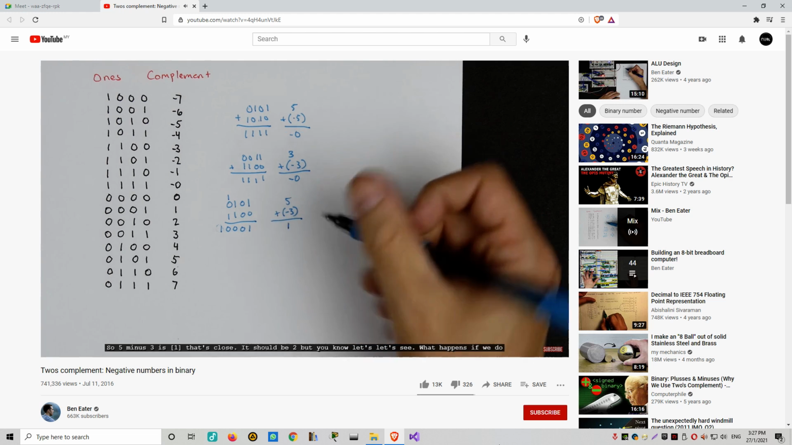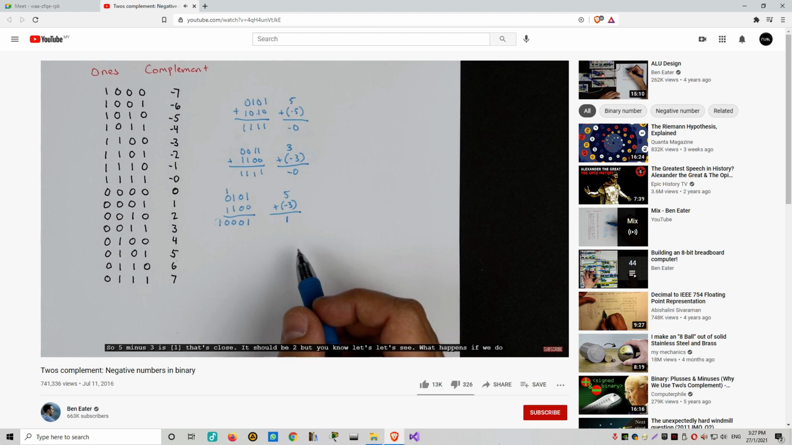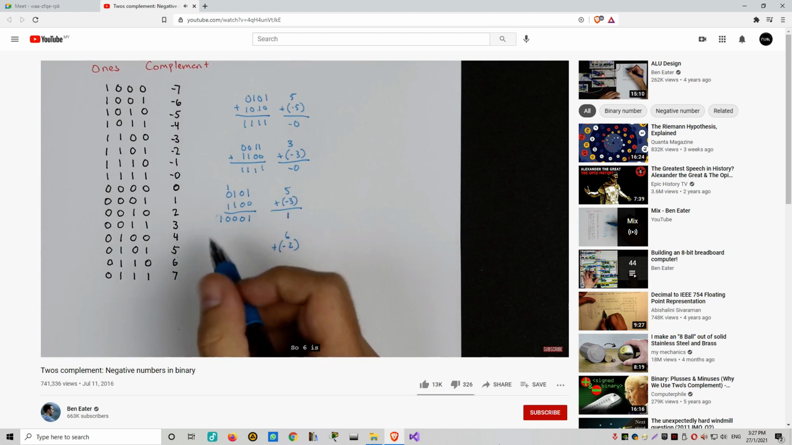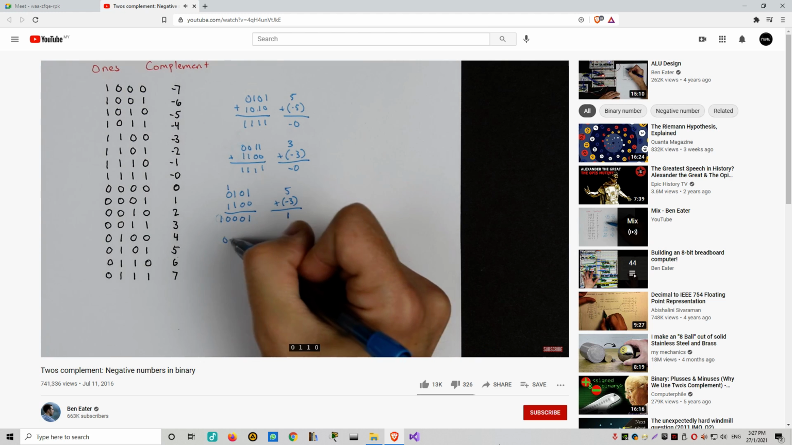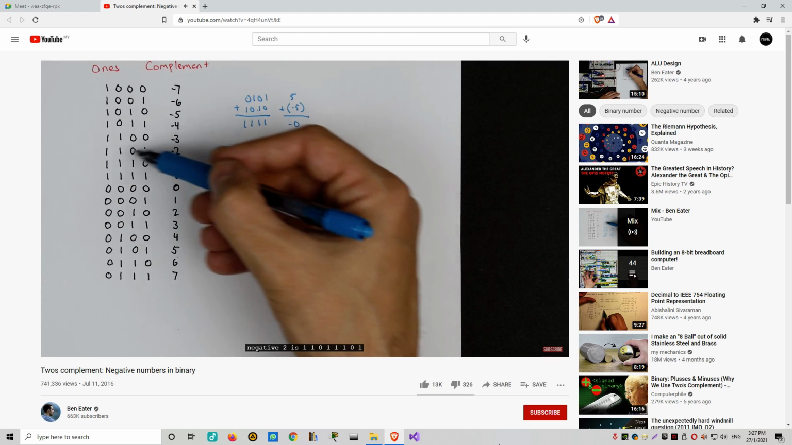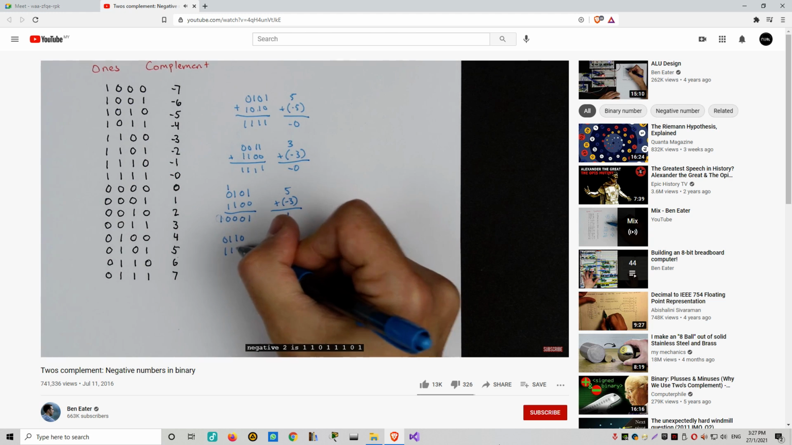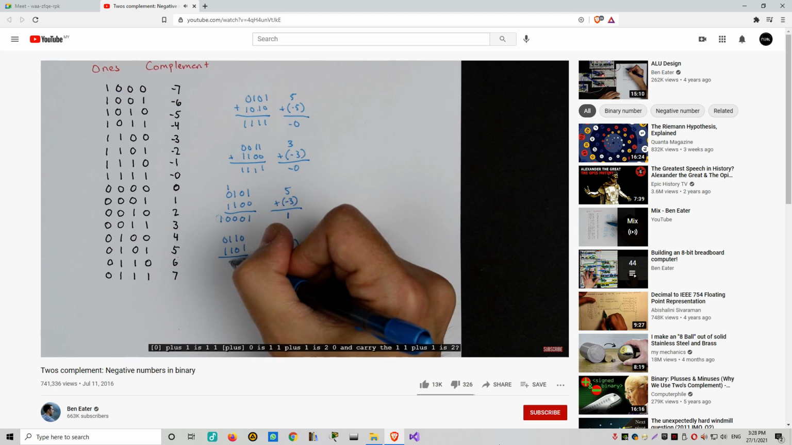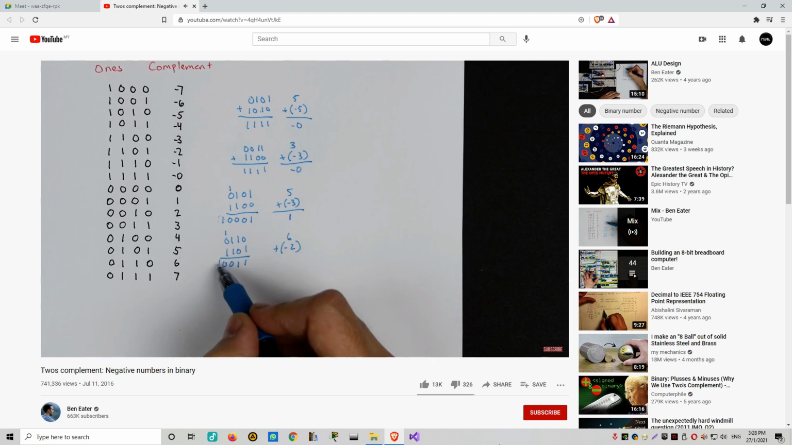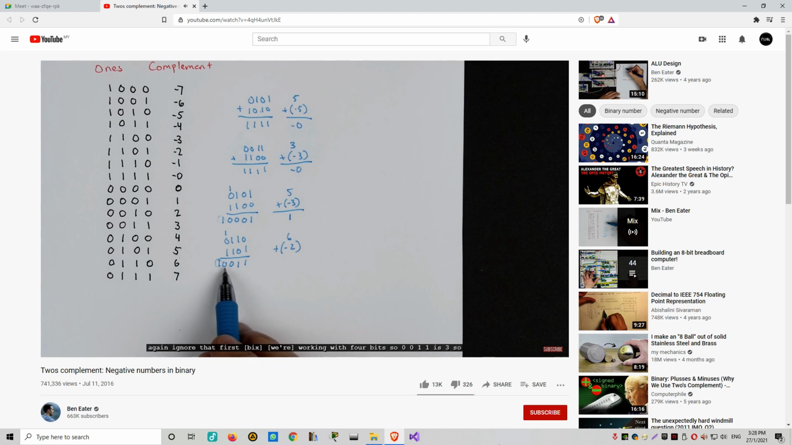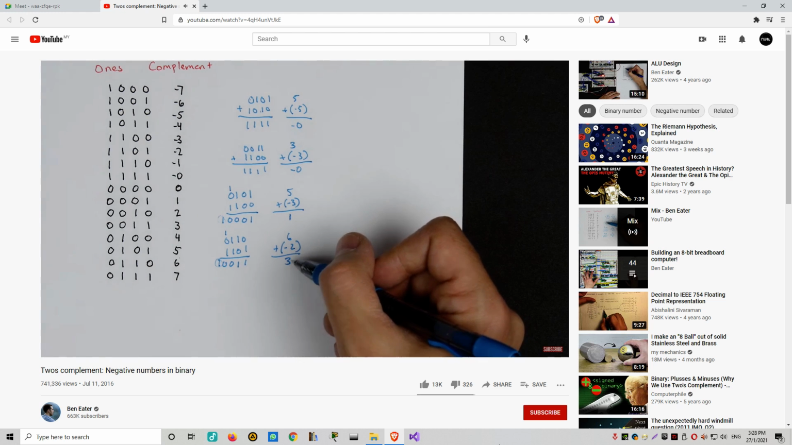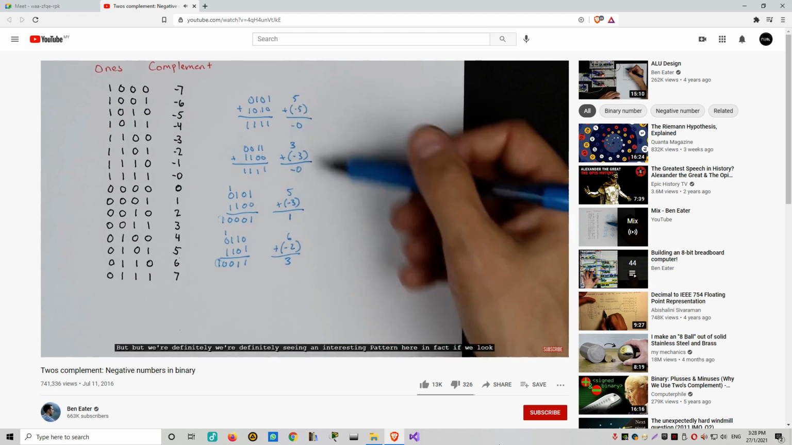That's close. It should be 2, but let's see what happens if we do, let's say 6 minus 2, or 6 plus negative 2. So 6 is 0, 1, 1, 0. Negative 2 is 1, 1, 0, 1. 0 plus 1 is 1. 1 plus 0 is 1. 1 plus 1 is 2. Put a 0 and carry the 1. 1 plus 1 is 2. So put a 0 and carry the 1. Again, ignore that first bit because we're working with 4 bits. So 0, 0, 1, 1 is 3. So we're saying 6 minus 2 is 3. Close, but we're definitely seeing an interesting pattern here.